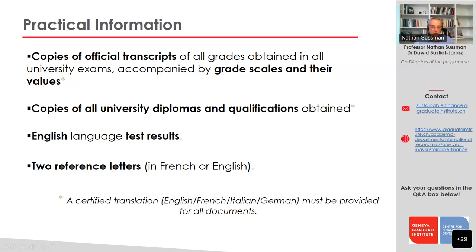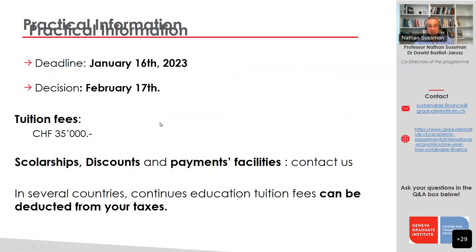Okay, so you would need copies of your official transcripts of all the grades obtained in your bachelor's degree, or if you had a master's degree, that's also perfect. These are standardized things that your registrars in your respective universities can produce for you. All the diplomas, your qualifications. The teaching language in the Graduate Institute is English, so if you're not a native speaker of English, you would have to provide English language test results. And we also ask for 2 reference letters that could be either in French or in English. The deadline for application is January 16th.